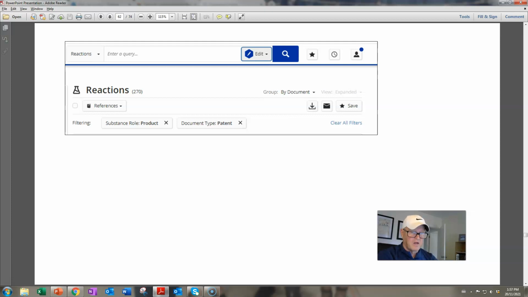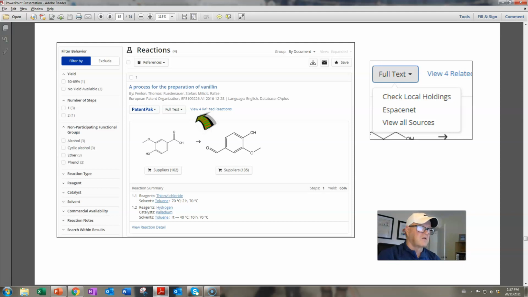270 after I looked at products and reaction sequences just for this particular compound, and I looked at patents. And you see at the bottom, it tells you the substance role and document type. So it gives you fingerprints that you can turn off and on as you move through your search strategy. So I looked at all the reactions. I found 4 in this particular patent, and I thought this would be great. And on the left-hand side, again, it's always allowing you to filter in different ways. I picked up this one. When you click on full text on the right-hand side, it says you want to check local holdings.